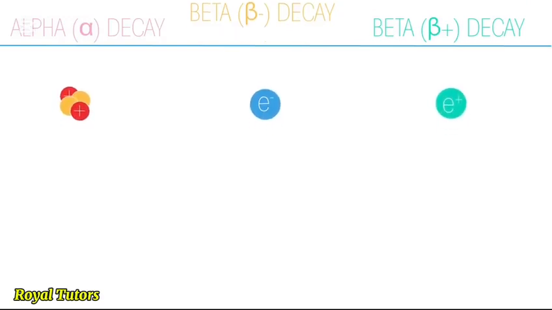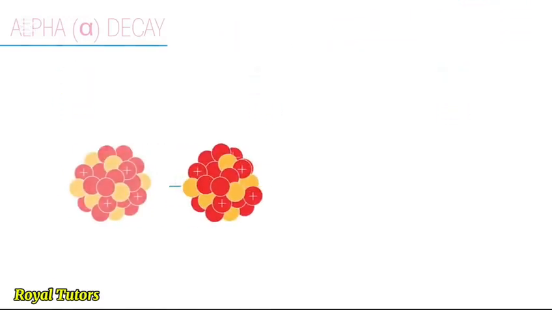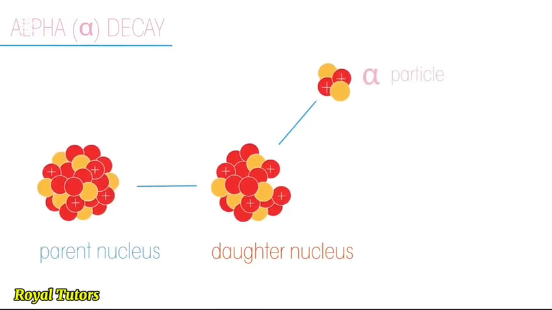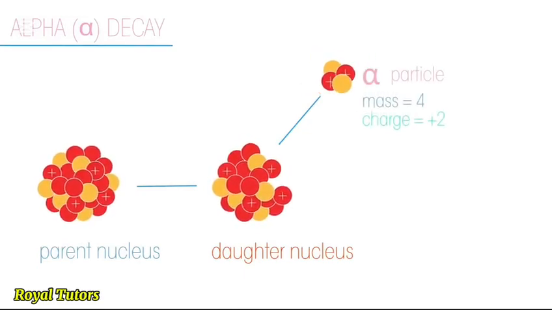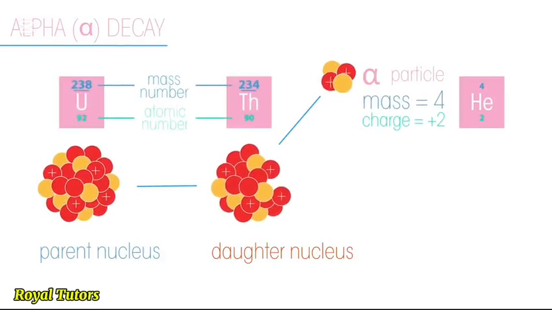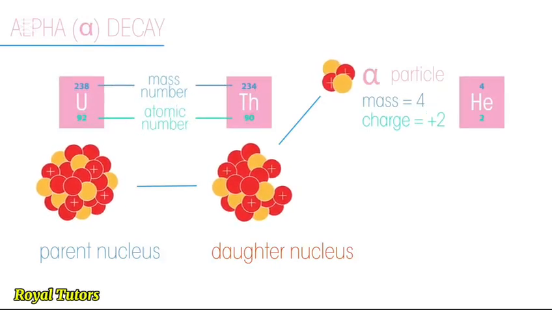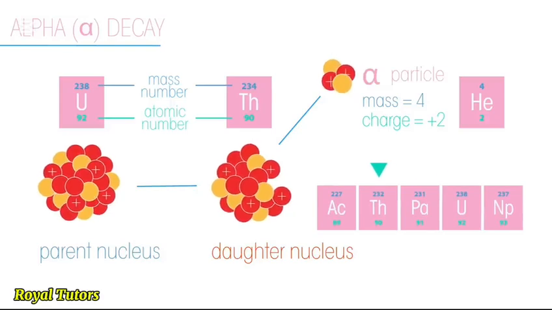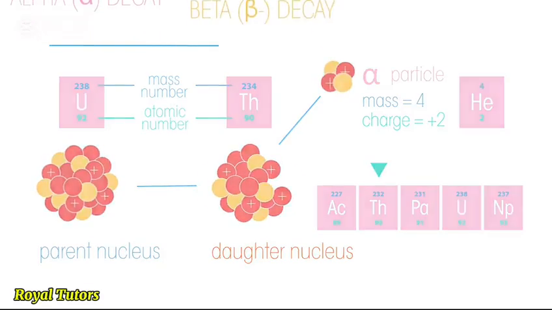Alpha decay is the loss of an alpha particle. An alpha particle is made up of two neutrons and two protons. They have a mass of 4 and a charge of +2. When an atom loses an alpha particle, the mass number decreases by 4, and the atomic number decreases by 2. A new element is formed that is 2 places lower in the periodic table.